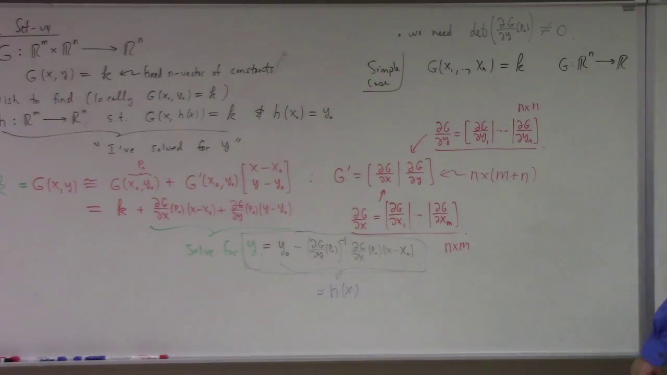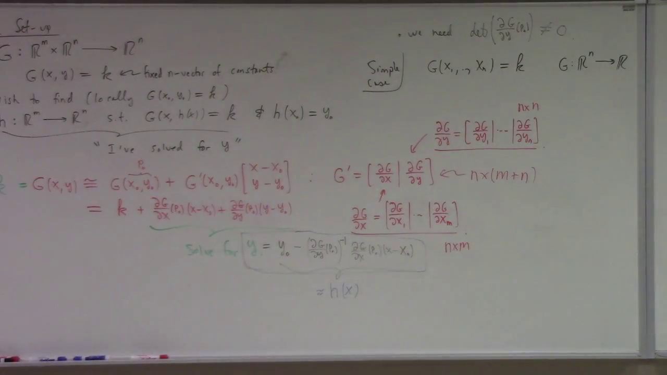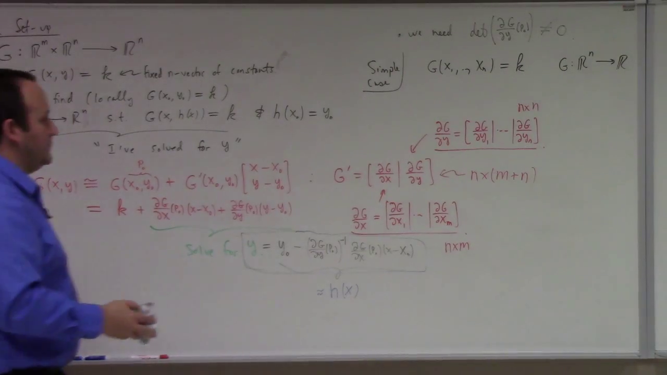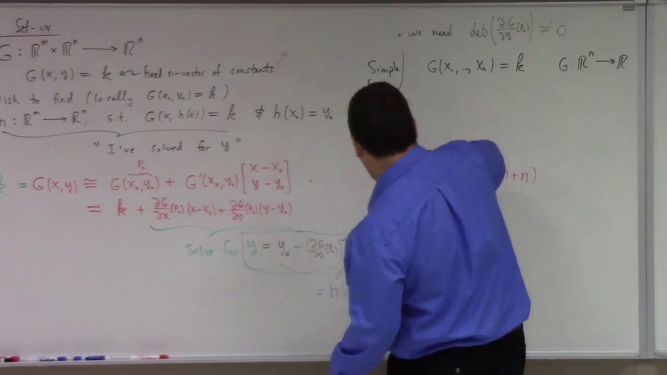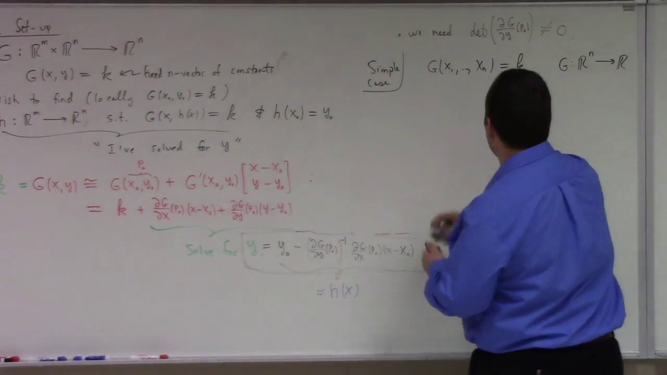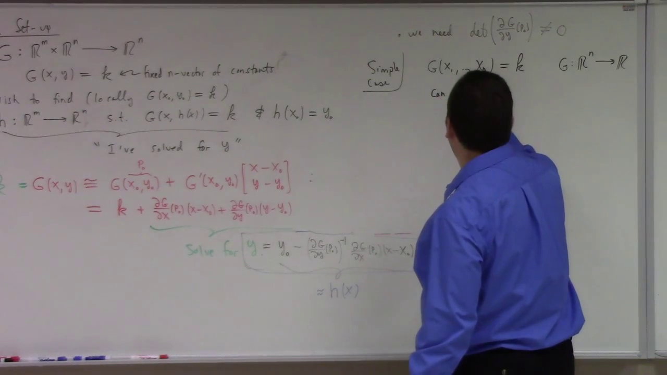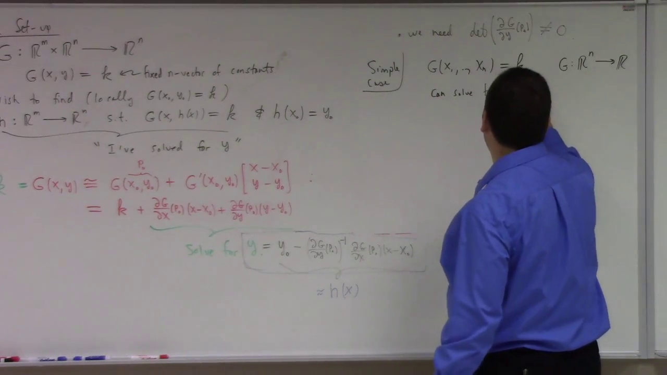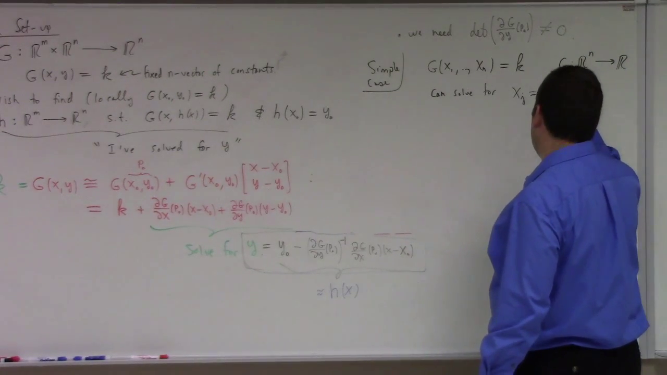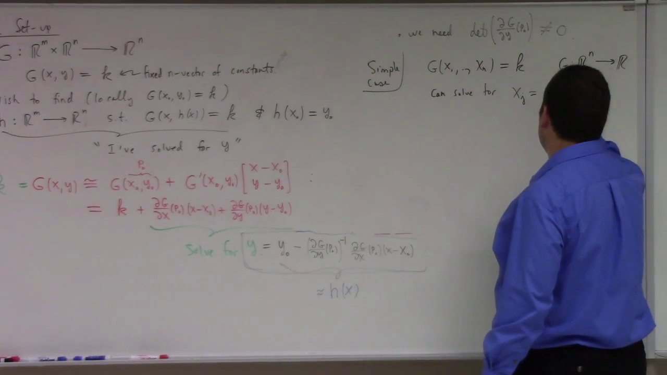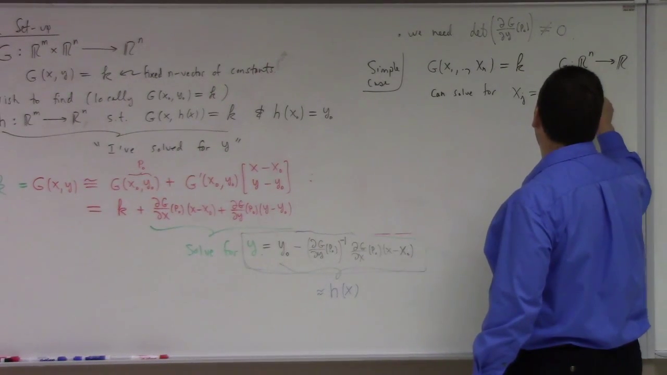And so what does the implicit function theorem say here? Let's get past this notation for a second. What does it say? You solve for what? X sub j as a function of what? X minus x sub j, x hat.